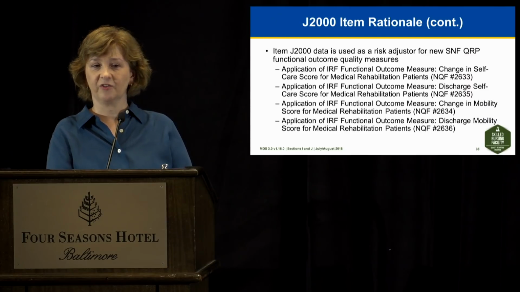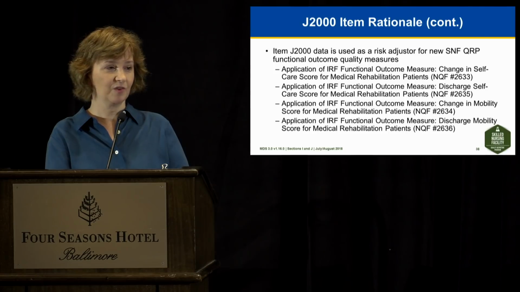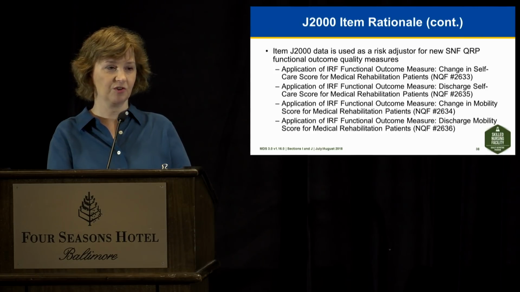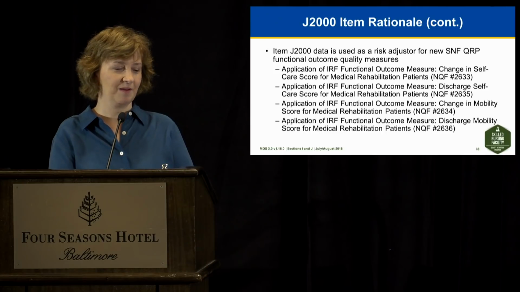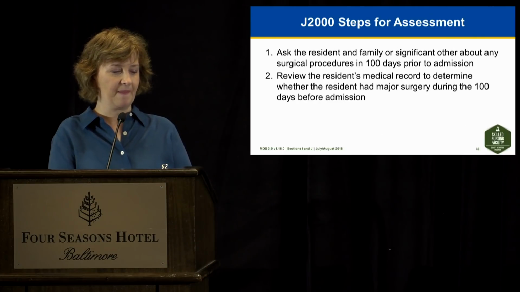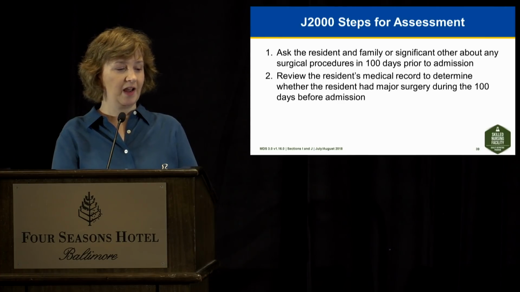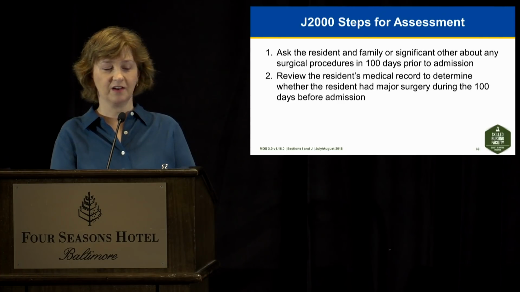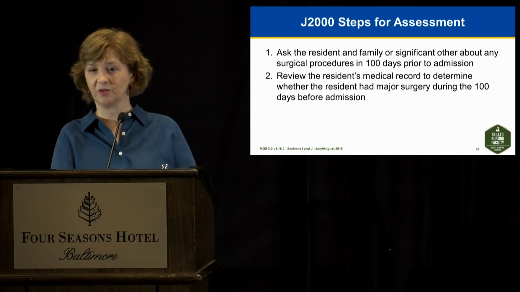So as I mentioned, the 4 outcome measures are tied to this item. Again, it's a risk adjuster for these 4 functional outcome measures. I'm not going to read the names again, but it's the same ones that I mentioned previously. So the steps for assessment for J2000, so you would ask the resident or family or significant other about any surgical procedures in the 100 days prior to admission.